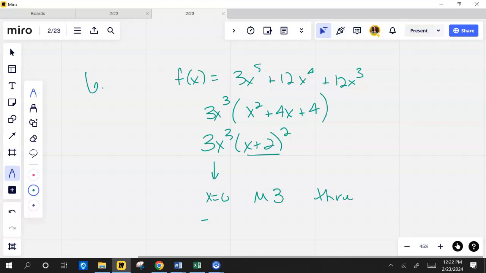And then negative 2 has a multiplicity of 2, and that bounces. Because this is like 3 times x times x times x.